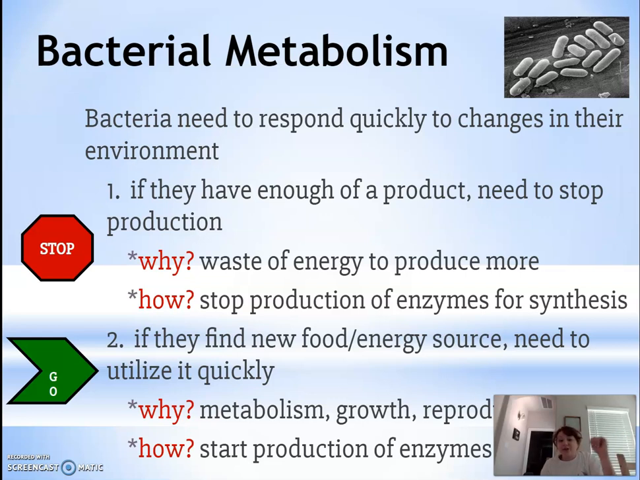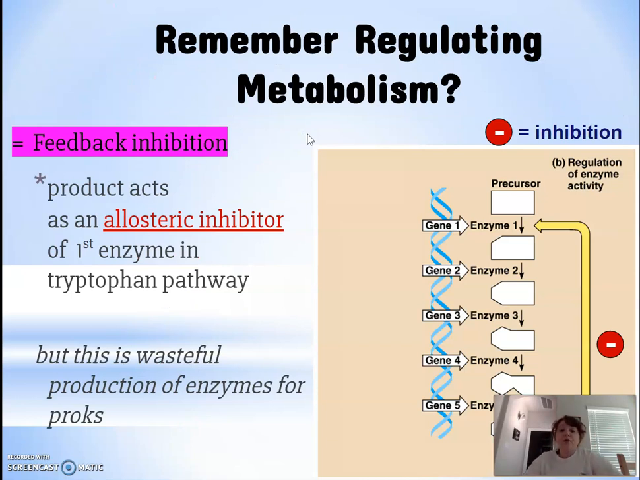But how do they stop production? They stop production of the enzymes that they're using for synthesis. Now, if they find a new food or energy source, they need to utilize it quickly and figure out how to best use it for their body. They need to grow and reproduce, and they'll do this by producing enzymes for digestion. So remember our feedback inhibition? We went over this when we talked about chemical reactions and enzymes and energy.